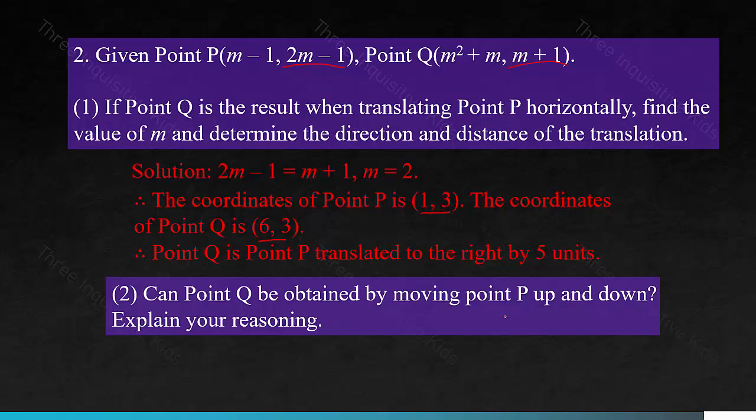Well, we can first assume that it can be obtained by moving point P up and down. If that's true, then their x-coordinates, m - 1 and m squared + m, must be equal. When you simplify, you get m squared equals -1. But no number squared can equal a negative number, which means that this does not make sense. So if this does not make sense, then our original assumption that point Q was obtained by point P moving up and down is wrong.